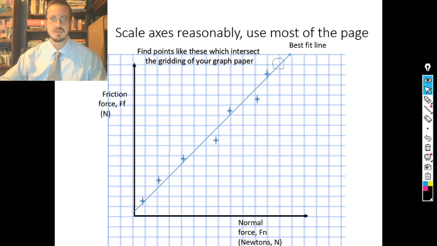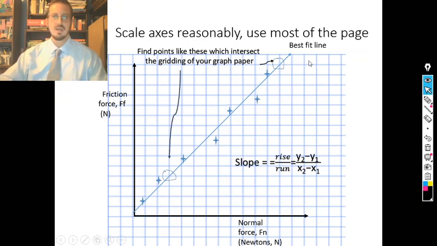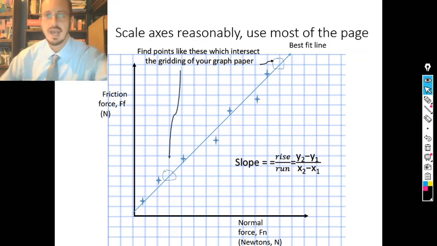And find points on your best fit line which intersect the gridding of the graph paper, like these points here. And then we can read off the coordinates and do a slope calculation. There are a few students that are still calculating the slope with data points, and we really want to avoid doing that if we can, because the trend line is more accurate than any 2 data points. We would only need to collect 2 data points if we were just going to calculate the slope with 2 data points. So by seeing a best fit line that represents a trend in a lot of data, we're getting a more accurate answer.